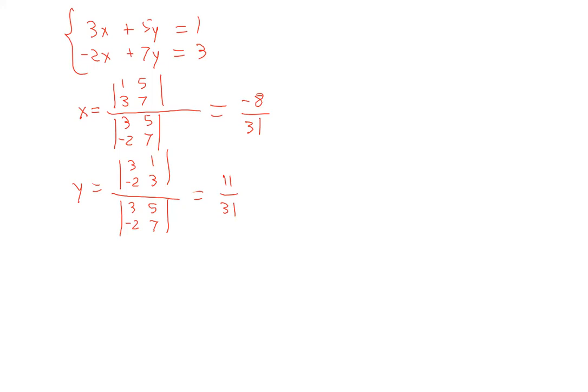Okay. Any questions, please? How did I get negative 8? Let's see, did I make a mistake? So it's 1 times 7 is 7. 3 times 5 is 15. 7 minus 15 is negative 8. Right? I think that's right. Okay, any more questions, please?